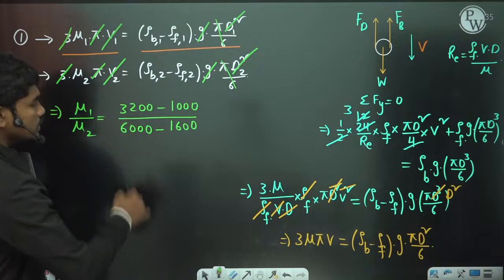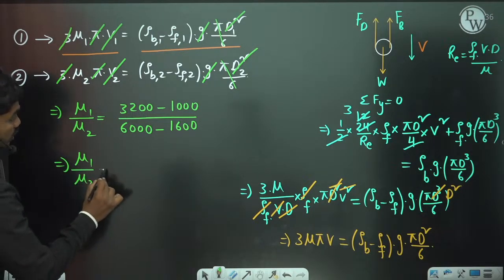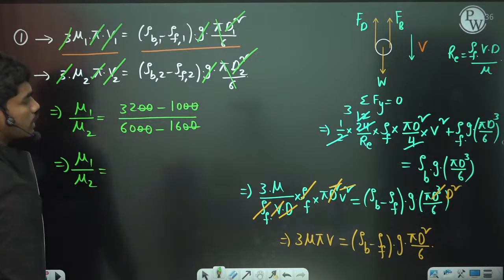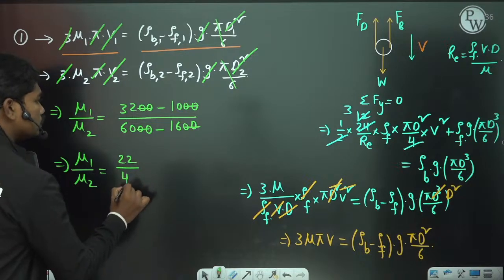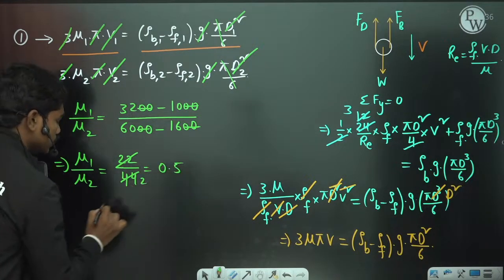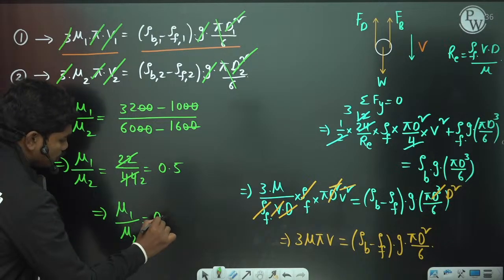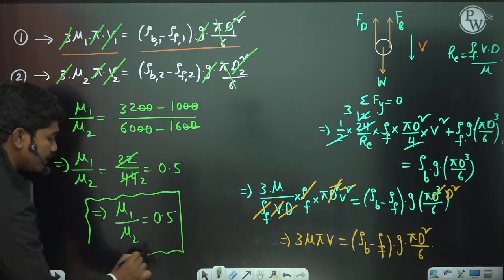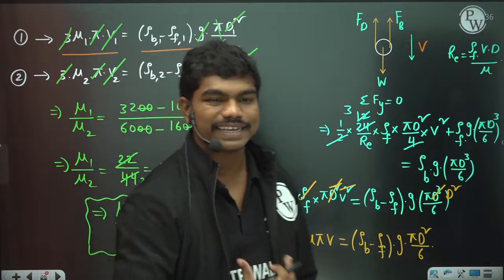Let us simplify this result and get the value of mu1 by mu2. Obviously these two zeros and these two zeros get cancelled, so 32 minus 10 is 22, 60 minus 16 is 44, correct? So this is obviously 1 by 2, so 0.5. So mu1 by mu2 is equal to 0.5, the ratio of the dynamic viscosities of the fluids in the first case to that in the second case. They asked water to oil, so we got this expression directly here.